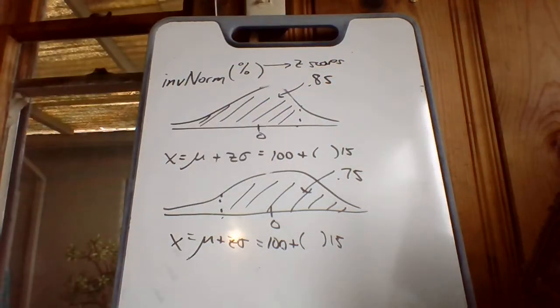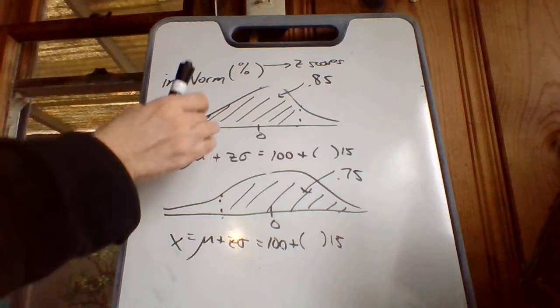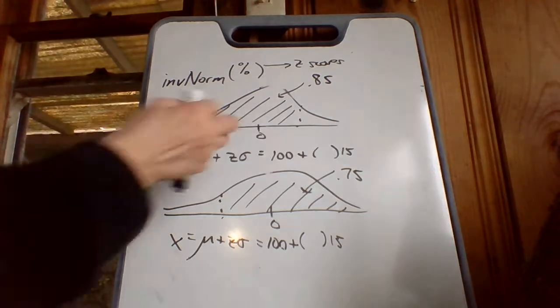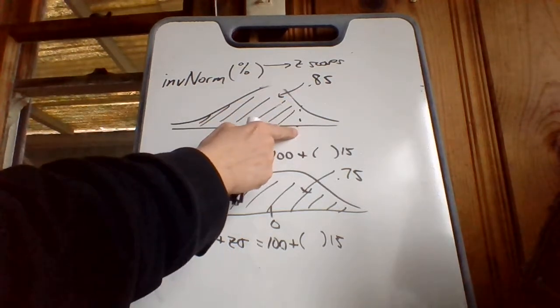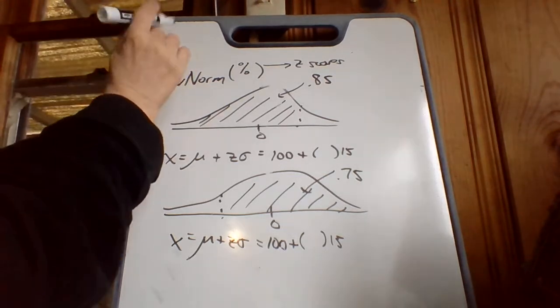Whereas with the other one, when I had the IQs, stuff from the x-axis went in and a percent came out. So this one goes backwards, and that's what I want to do. Someone gave me the percent and I want to get down here onto the line. So where is invNorm? Well, it's actually right under normal CDF.